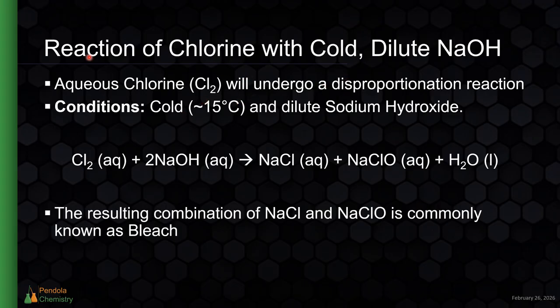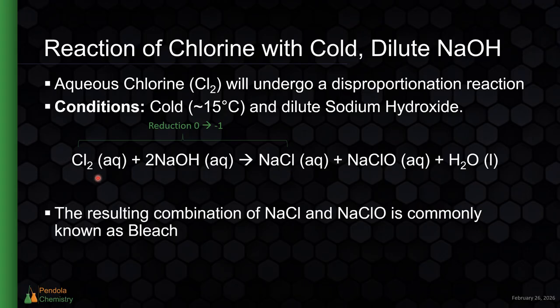So when the sodium hydroxide that is cold and dilute reacts with the aqueous chlorine, what happens is a disproportionation reaction which creates sodium chloride, sodium hypochlorite, and water. Why is this a disproportionation reaction? Well, as we can see here, from Cl2, which has an oxidation number of 0, to the NaCl, where the oxidation number of chloride is -1, there's reduction happening. The chlorine gets reduced from 0 to -1, from Cl2 to the chloride ion.